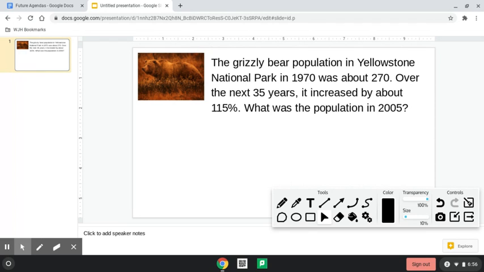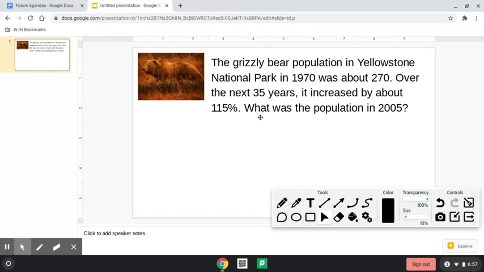So the first part is easy. I'll start with the easy math. 1970 plus 35 years makes 2005. So we're just trying to see what the increase from 270 bears by 115% makes. What number does that make?